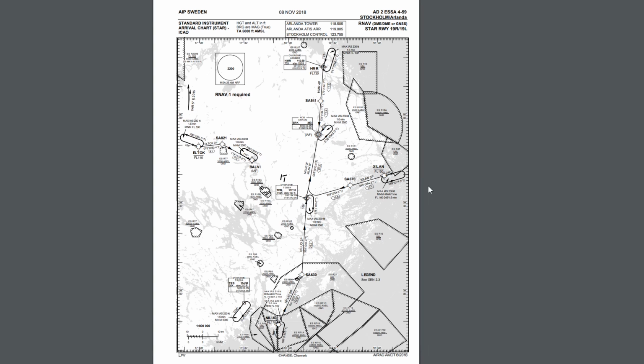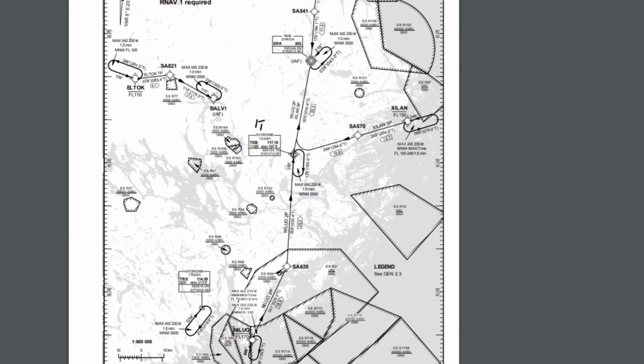As an example, we will fly the NILUG 2P arrival into Arlanda. From NILUG, it's very difficult to see. I think most of you maybe use some other types of charts. These are the real ones from Luftfartsverket in Sweden. They are not so good, as you can see, but we'll be using them just for demonstration purposes.